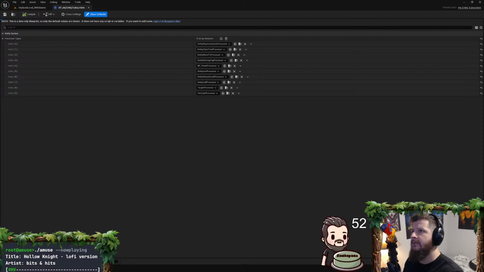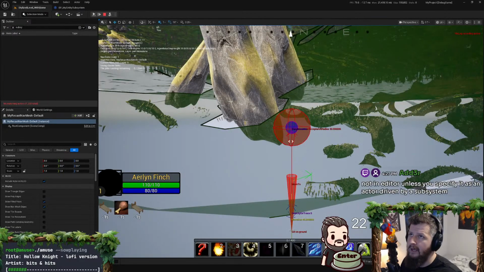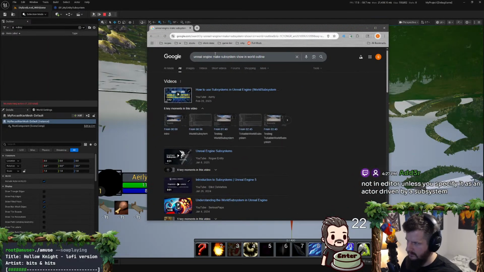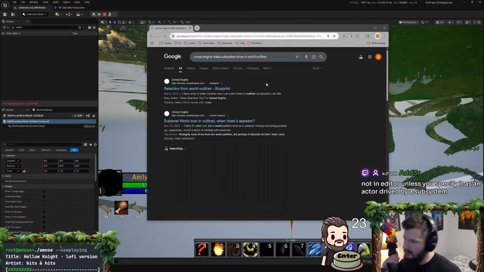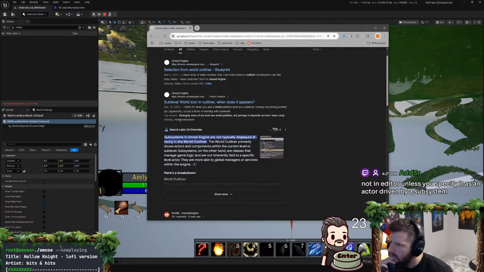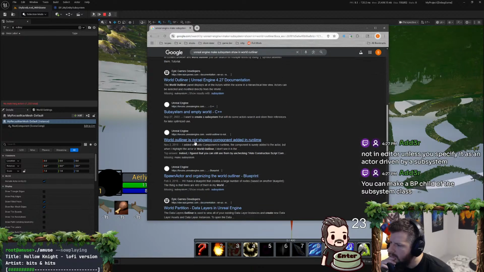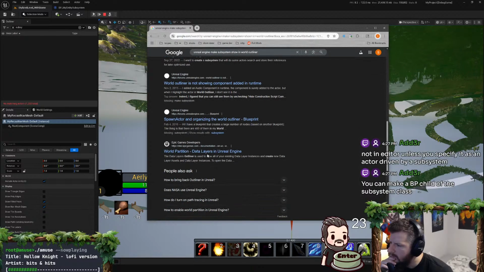Unreal Engine, make subsystem show in editor in world. What is it? World outliner? Is that what that window's called? Outliner. Unreal Engine makes subsystem show in world outliner. Not in editor unless you specify it as an actor driven by a subsystem.